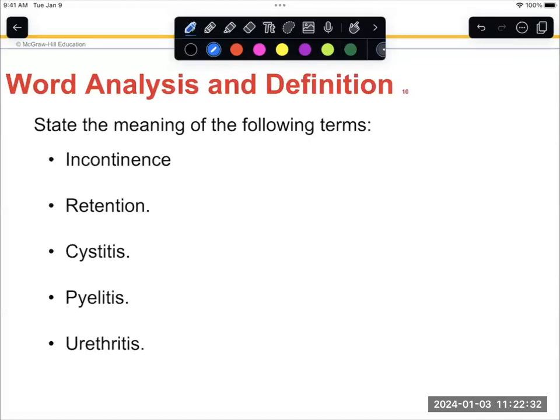Cystitis is the inflammation of the urinary bladder. That itis, again, is inflammation. Cyst is telling us where? Bladder. Pyelitis is inflammation of the renal pelvis, while urethritis is inflammation of the urethra.